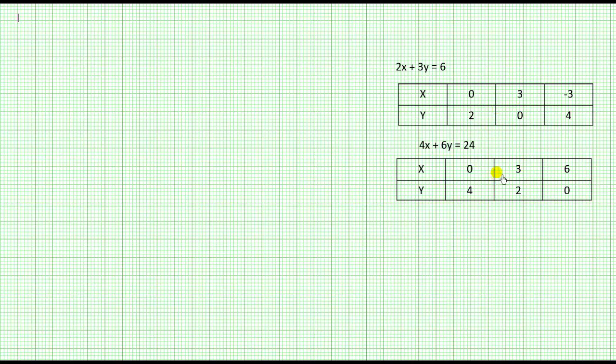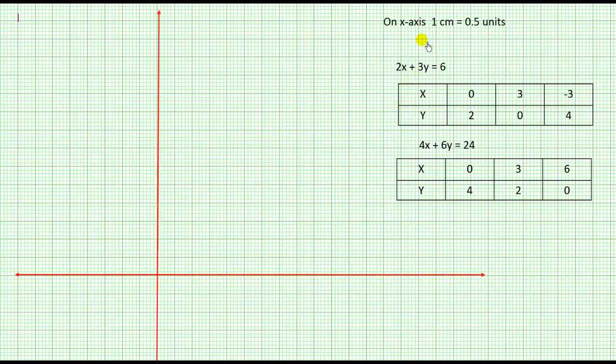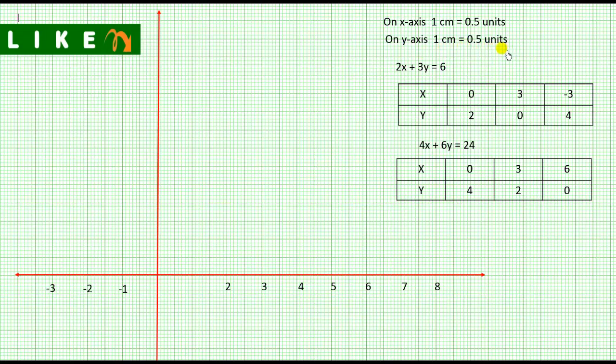These are the three suitable solutions of the equations 2x plus 3y is equal to 6 and 4x plus 6y is equal to 24, and using these values we will plot the graph. So first draw the x-axis and y-axis. On the x-axis take 1 centimeter is equal to 0.5 units, and on the y-axis take 1 centimeter is equal to 0.5 units, and accordingly draw the points on the x-axis and the y-axis.